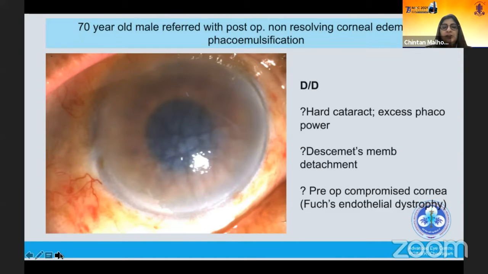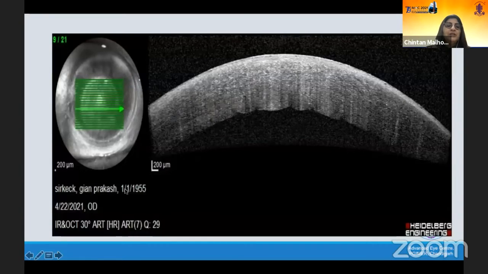So I had just sent my fellow to please go and have a look at the AS-OCT 2021 and tell me if there's a Descemet's membrane detachment, because that's what I think it is. And she came back and very confidently told me, ma'am, no, I've seen and there is no Descemet's membrane detachment. So the cornea is edematous, but there's no Descemet's membrane detachment.